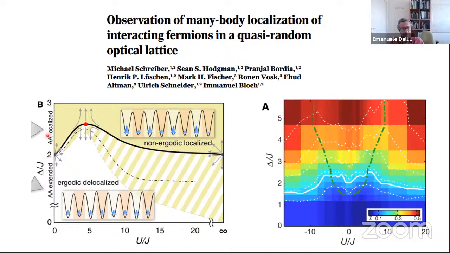This is related to what you see here, where you start at a finite delta over J, you are localized, you add interactions, you become delocalized, and then localized again. So this is the shape: localized, delocalized, and localized again. Now, the situation is more complex because it's not just going up and down; there is also this sort of local minimum in the middle.